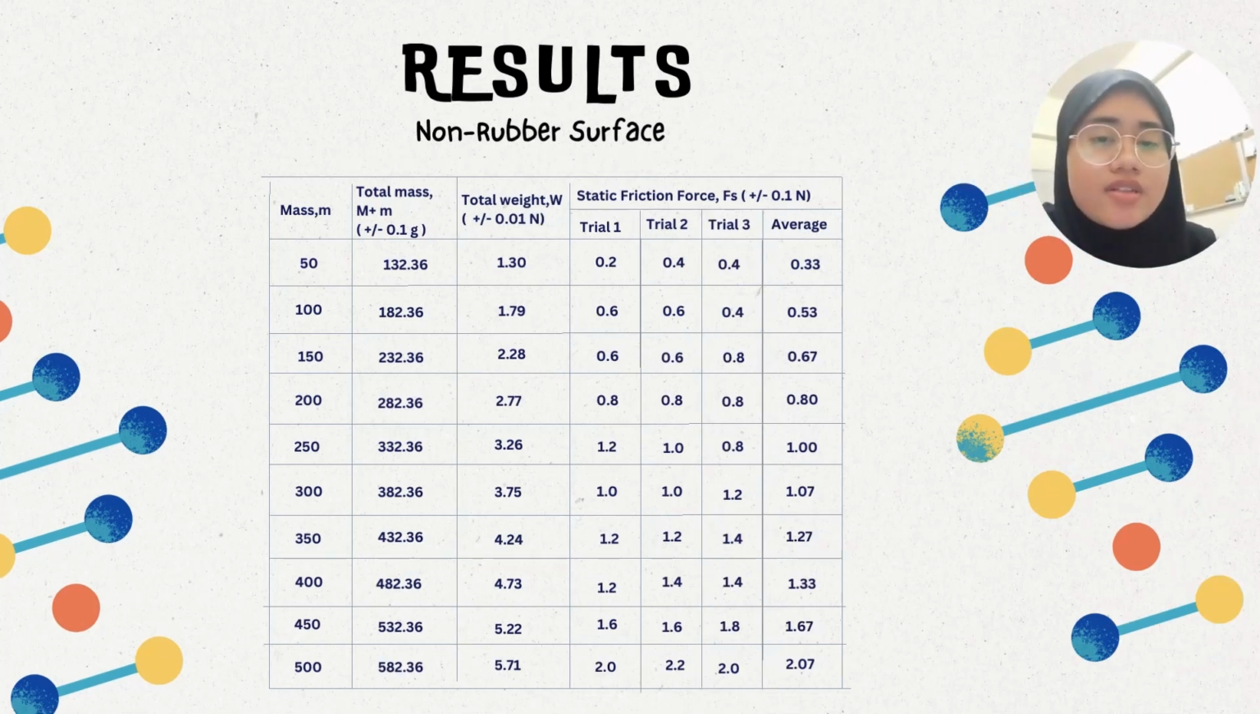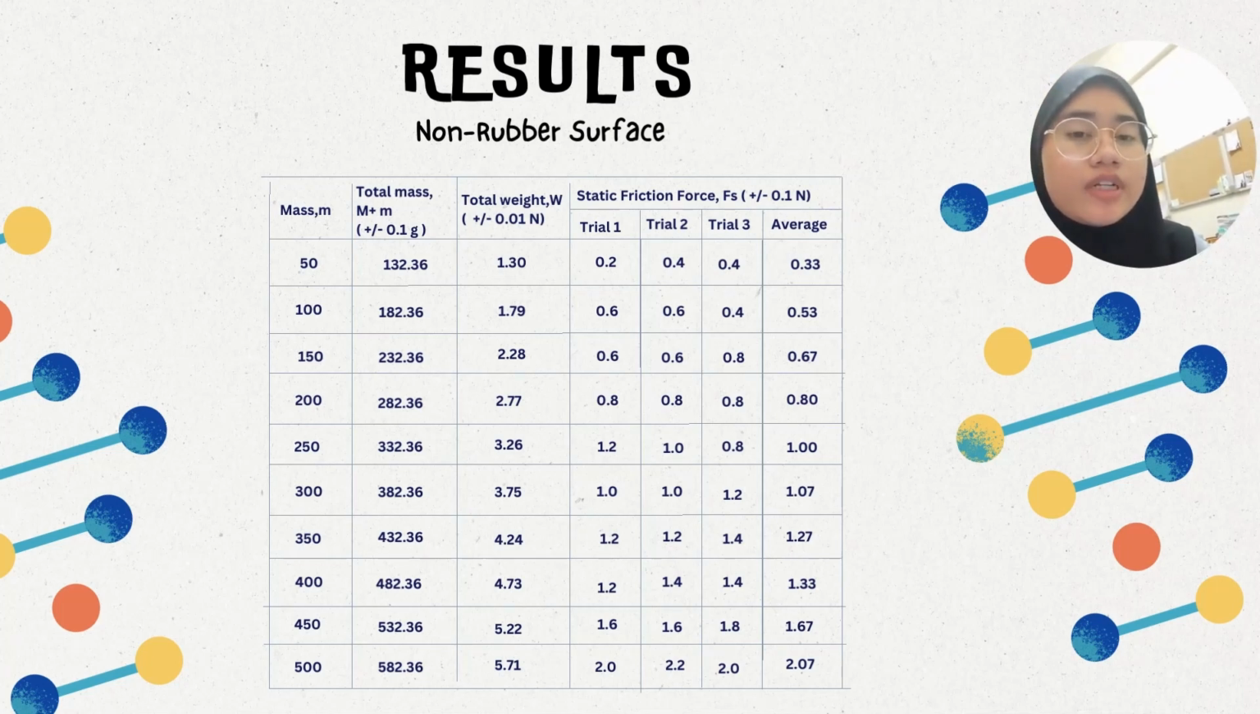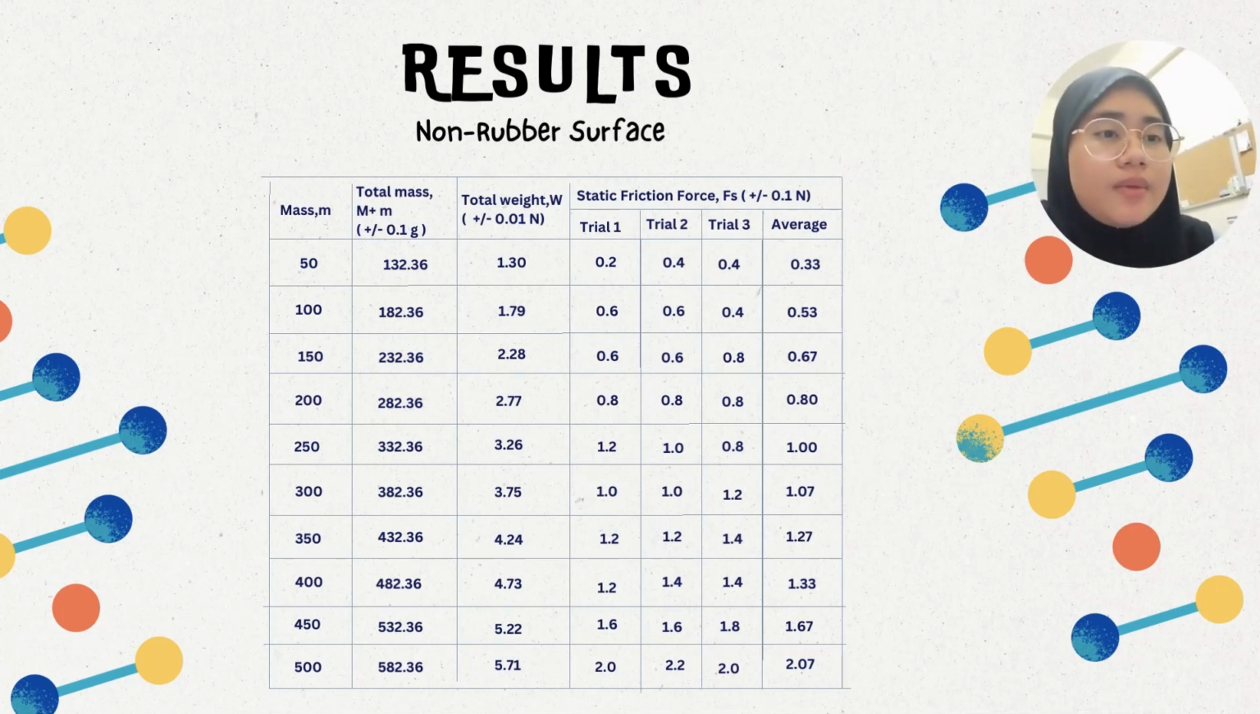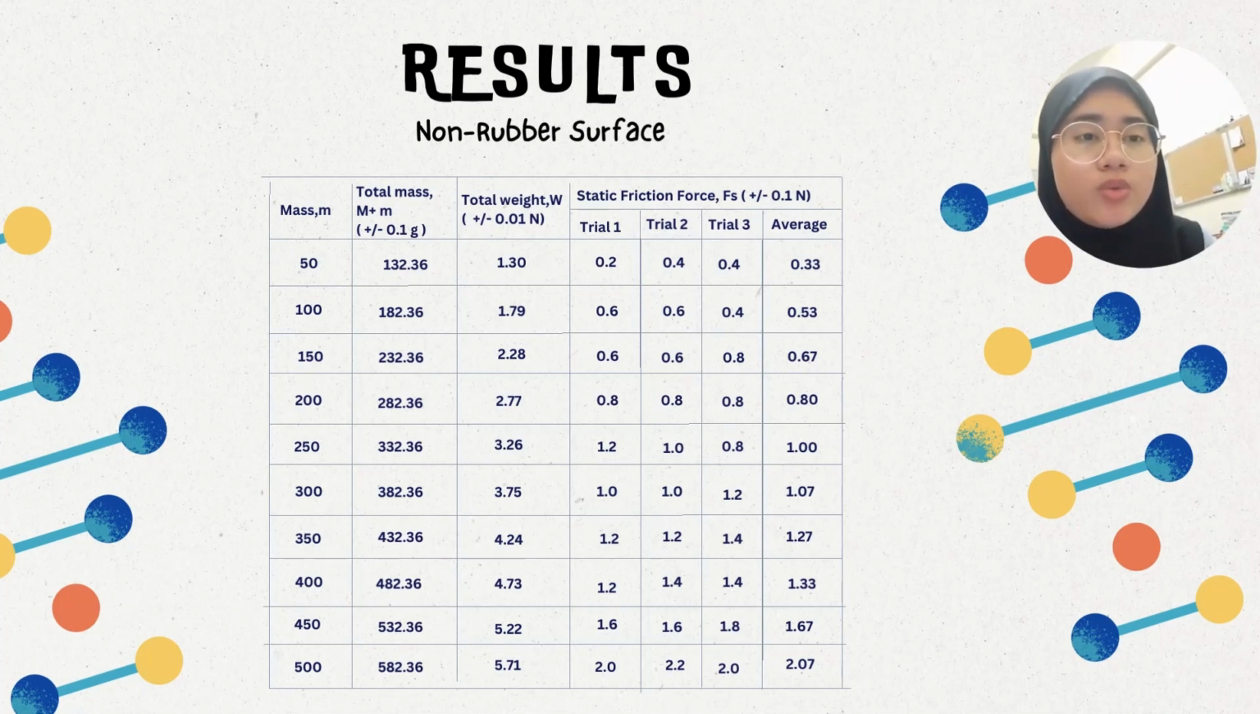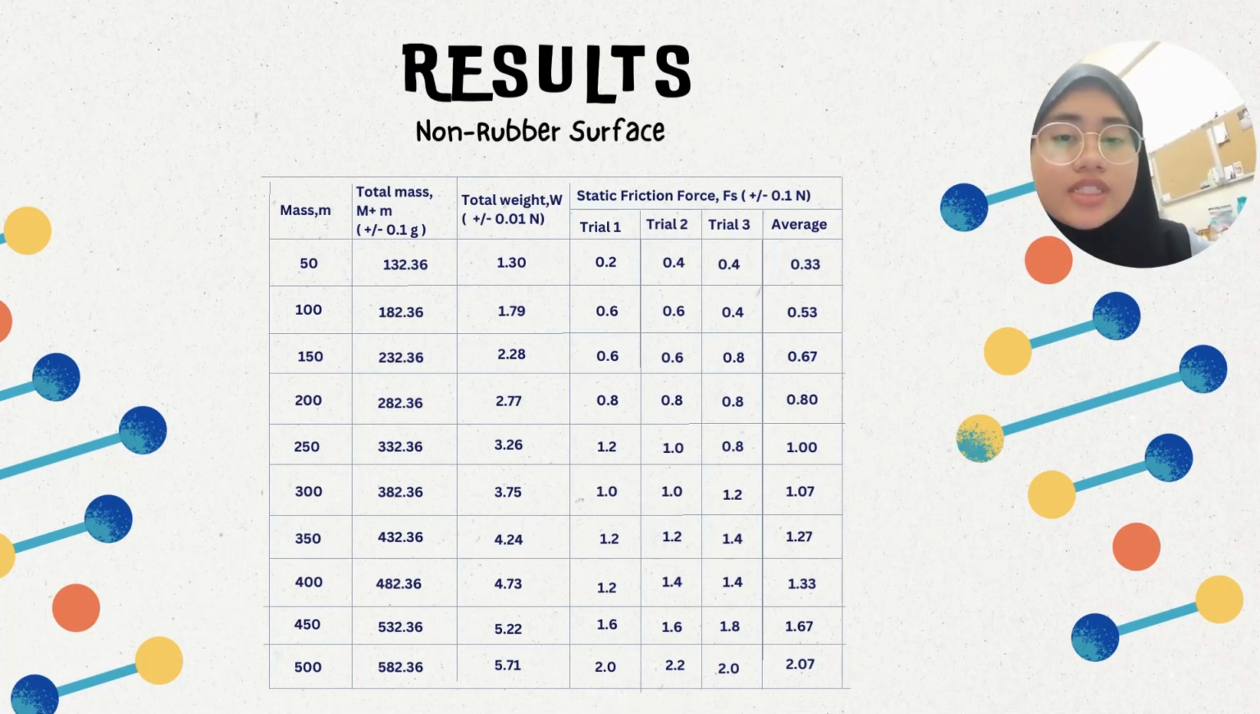And next is the result for the non-rubber surface facing the floor. For the mass 50, we got the static friction force. For trial 1 we got 0.2, trial 2 we got 0.4, and trial 3 we got 0.4. We calculate and then we get the average 0.33.